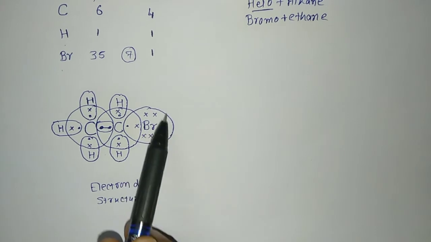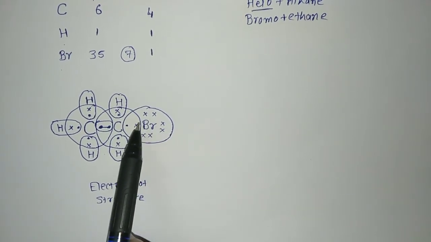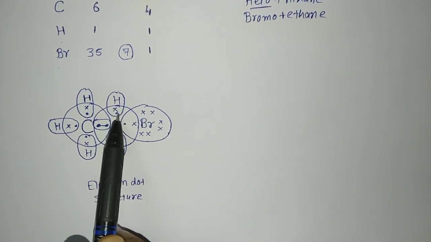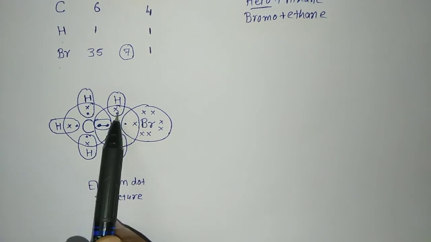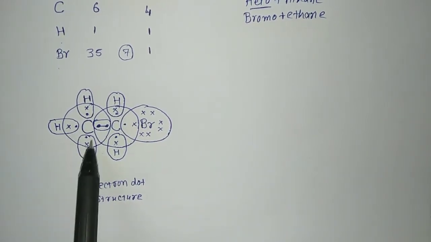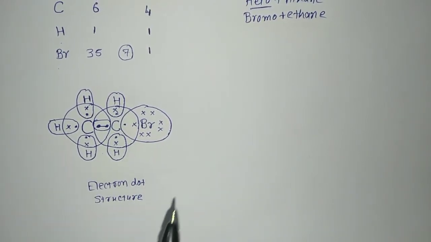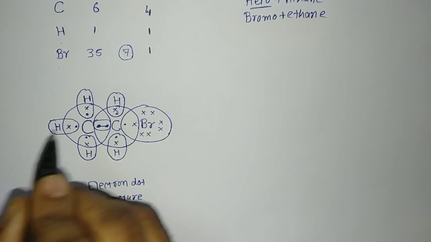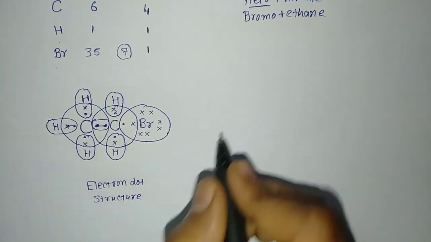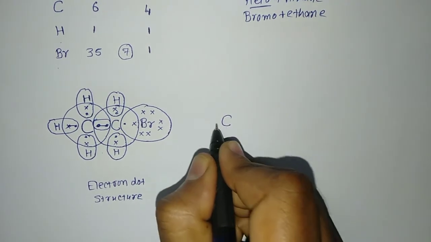For this bromine, this is a circle, 1, 2, 3, 4, 5, 6, 7 and 8, it's completed. For this hydrogen, this is a circle, 1 and 2. For this hydrogen 2, this hydrogen 2, this hydrogen 2 and this hydrogen also 2. So what would be the structure? You can see a single bond with this hydrogen. I will write its structural formula here.